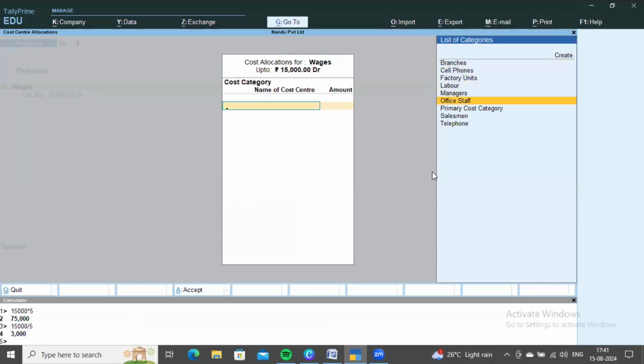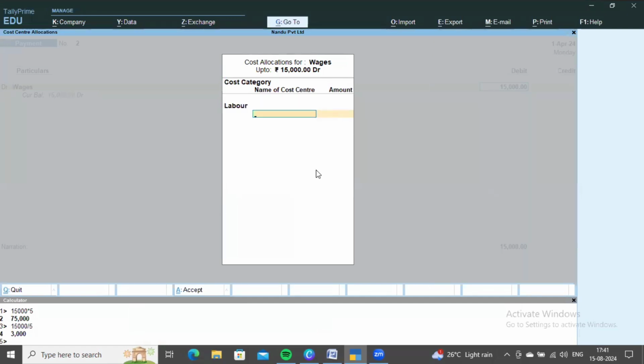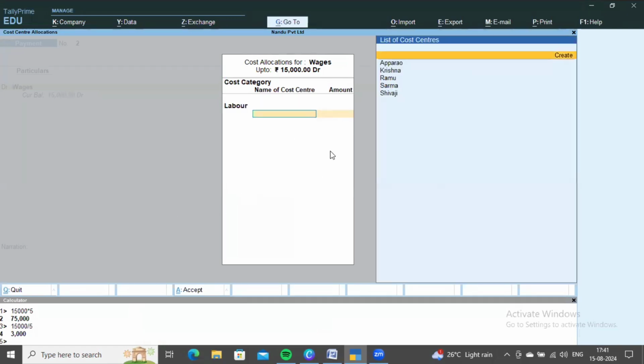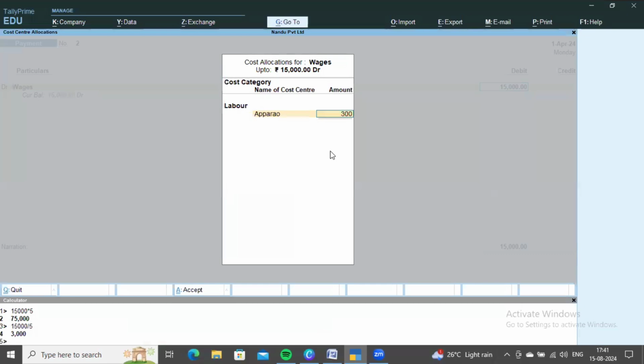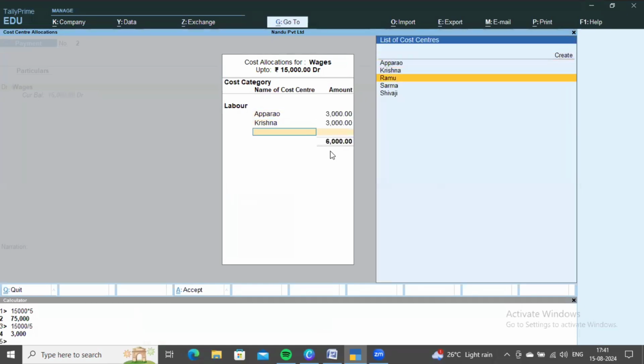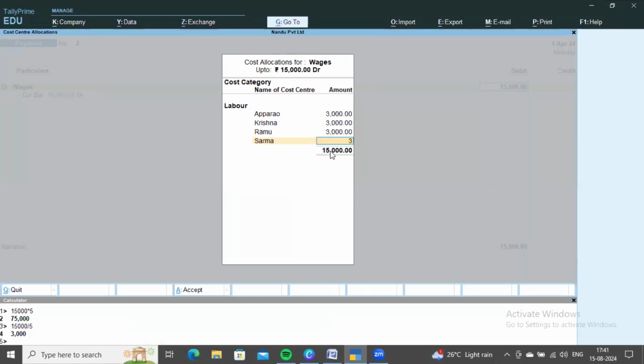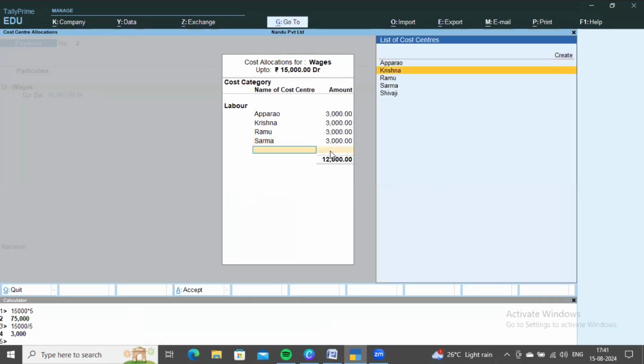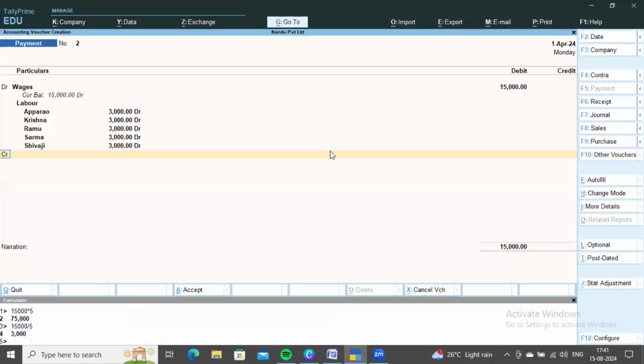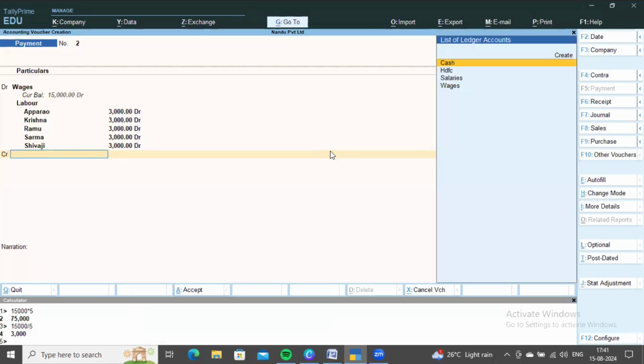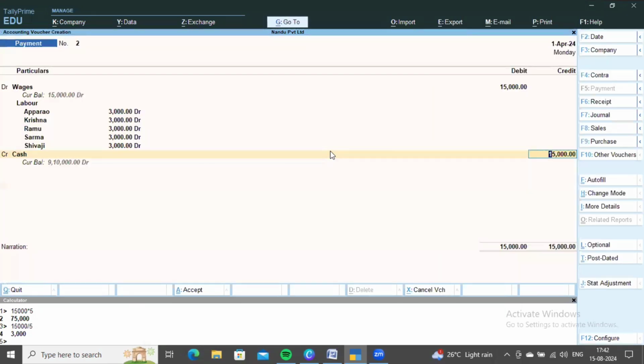Then here select labor. Under the labor category, each gets 3,000 rupees. Sharma 3,000, and finally Shivaji 3,000. Then press Ctrl A to save it. And credit the cash account as you are making payment through cash.